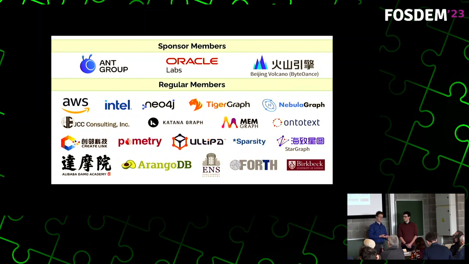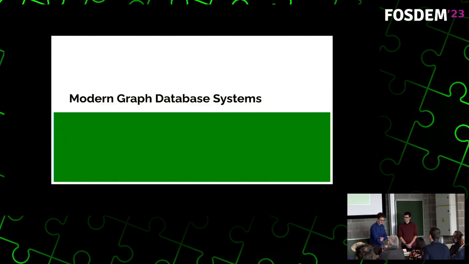From an organizational perspective, LDBC consists of more than 20 members who all have some vested interest in graph data management. We have financial service providers like the Ant Group, database vendors like Oracle, Neo4j, and TigerGraph, cloud vendors like AWS, and hardware vendors like Intel. Also, we have individual contributors like David and me who contribute to the benchmarks.